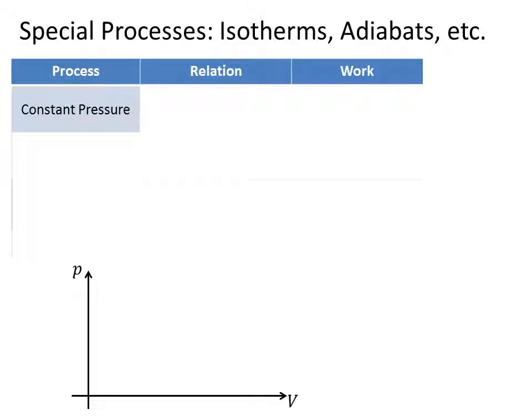In this lecture, we look at some special thermodynamic processes, for example, isotherms, adiabats, etc. The first one we look at, we have seen before, is constant pressure. In constant pressure, you start at some initial state, and you go to some final state. On a pressure versus volume chart, it goes from the initial state to the final state as a horizontal line.